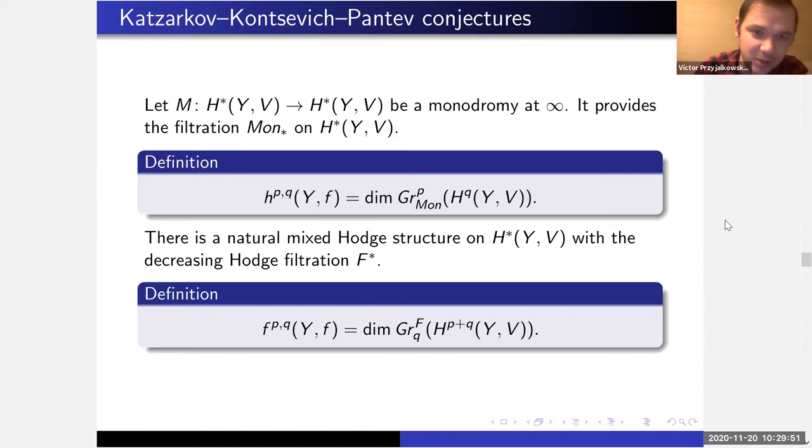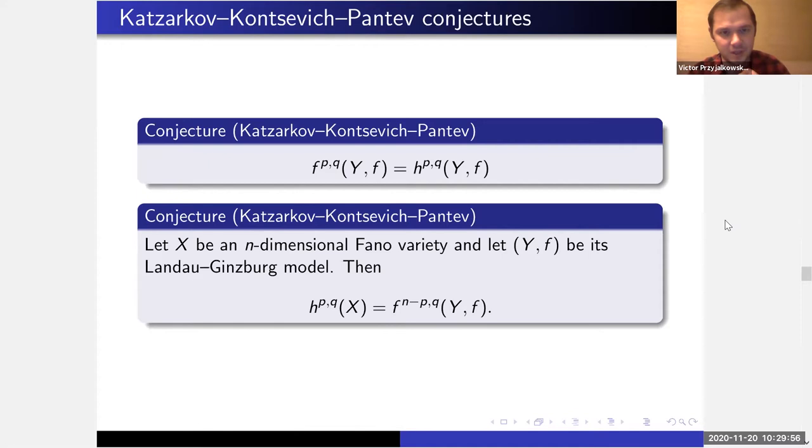Of course, we expect that these two definitions should coincide. So the first Katzarkov-Kontsevich-Pantev conjecture says that f^{p,q} for a tame compactified Landau-Ginzburg model is equal to h^{p,q}. We don't have any mirror symmetry here. And the second one says that if we define appropriately what the mirror correspondence is, what is the correspondence between Landau-Ginzburg models and Fano varieties, then topological mirror symmetry should hold. So the h^{p,q} number of the Fano variety X should be the f^{n-p,q} number of this Landau-Ginzburg model. And of course, by the first conjecture, it should be equal to the h^{p,q} number as well.